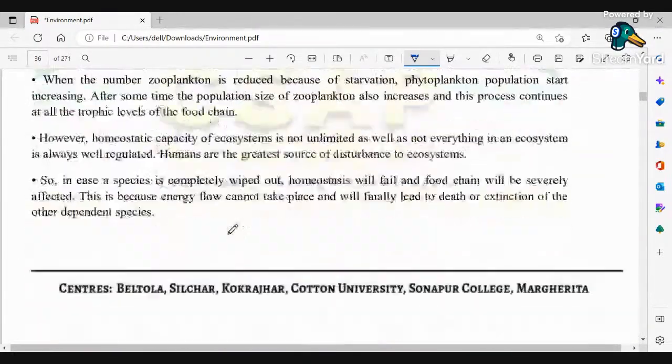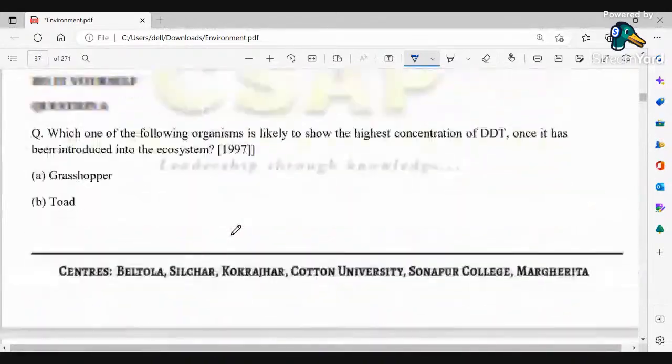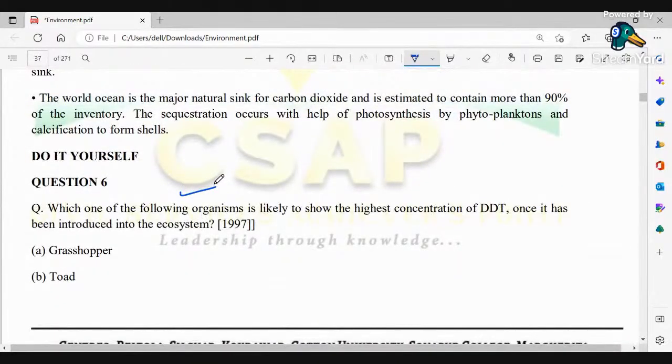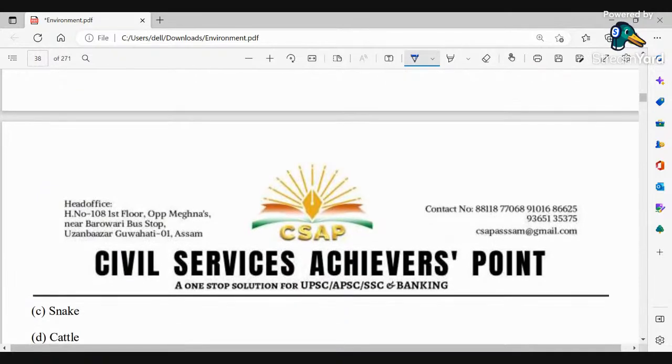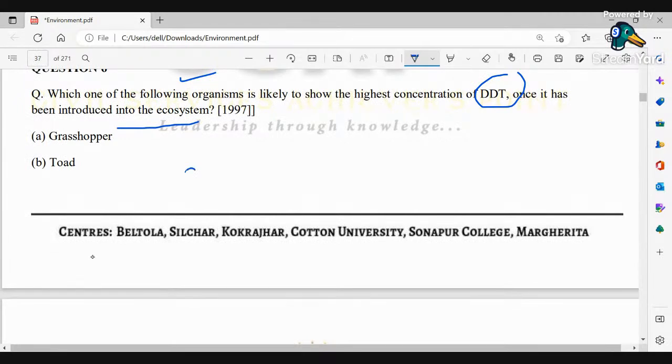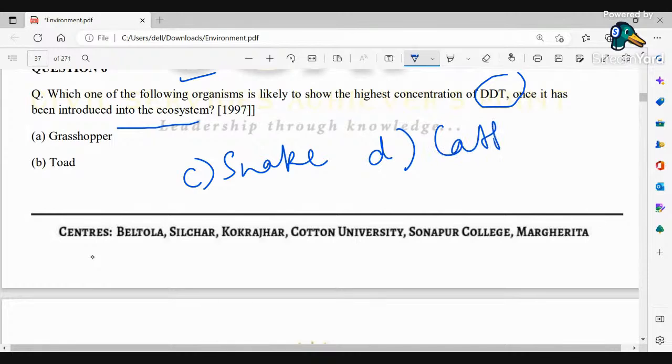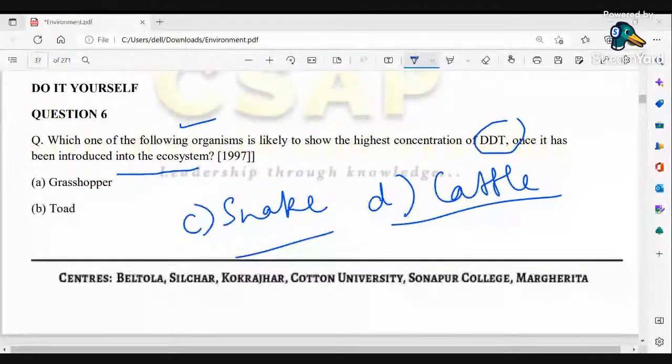Coming to the next question, which one of the following organisms is likely to show the highest concentration of DDT once it has been introduced in the ecosystem? Grasshopper, toad, snake, and lastly cattle. Okay, so you can study this question again. So C is snake and D is cattle. You can choose the option from this. Anyone with the correct option of question number 6?